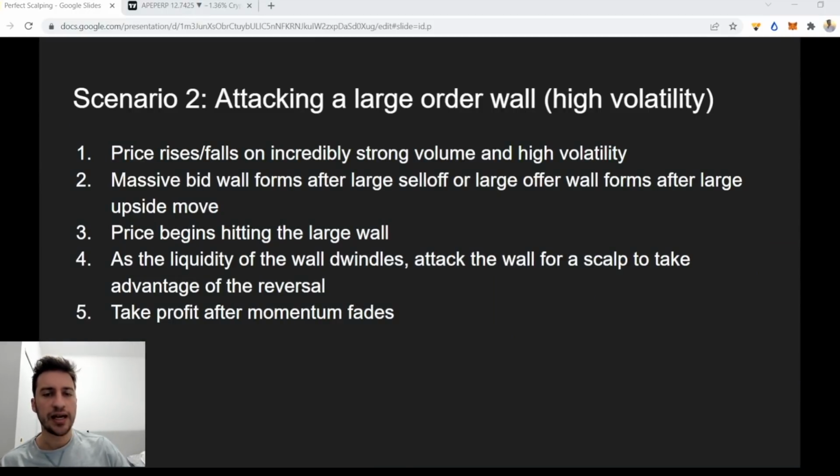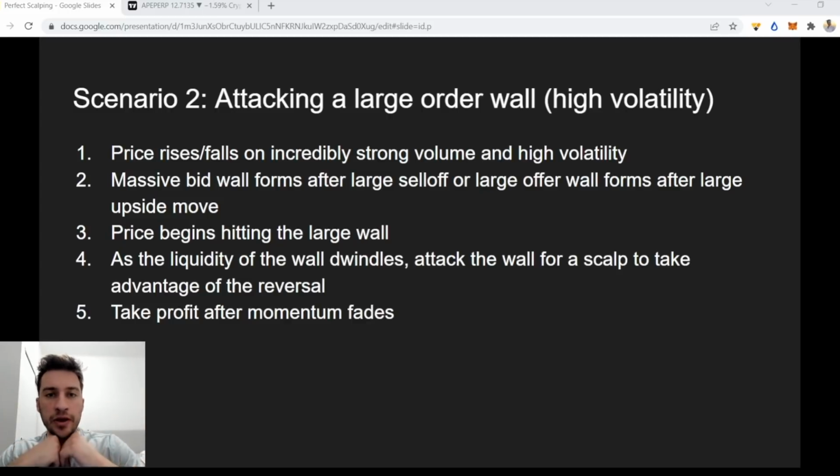This is attacking a large order wall in high volatility. Of the 3 scenarios today, this is the one you should probably pay the most attention to, because this is the one that will lead to the highest profits or the highest losses, because it's incredibly high risk, high reward. This is when price makes a highly volatile move on strong volume and high volatility, and then a massive wall forms such that it is supporting the move and not going against it.